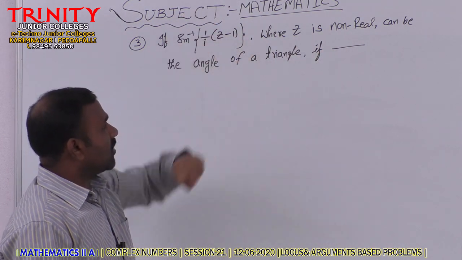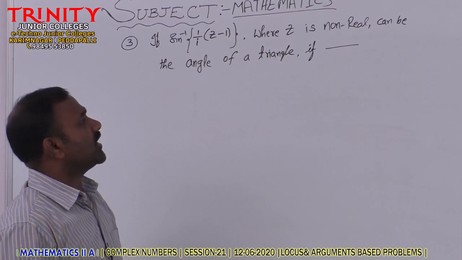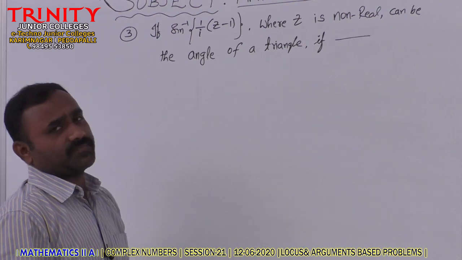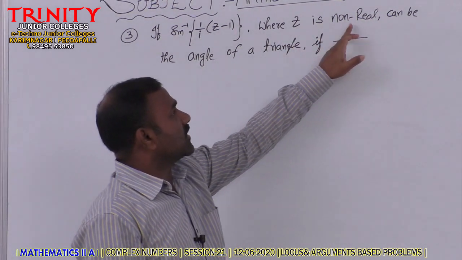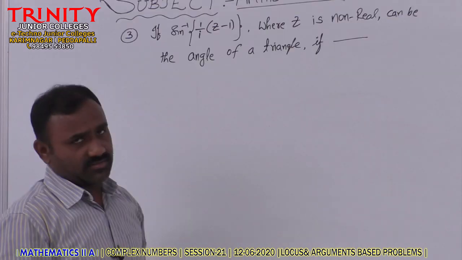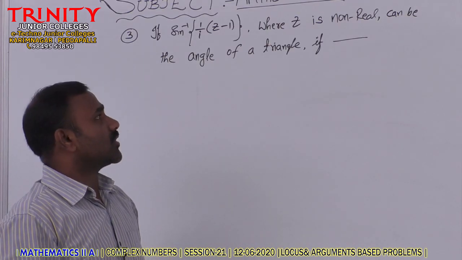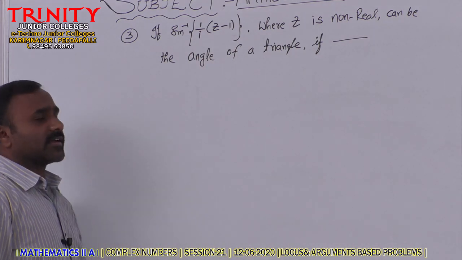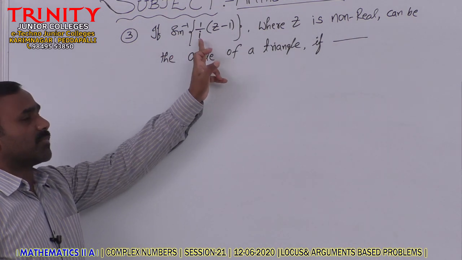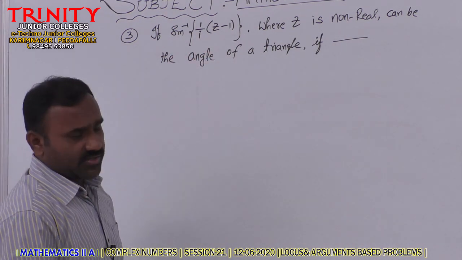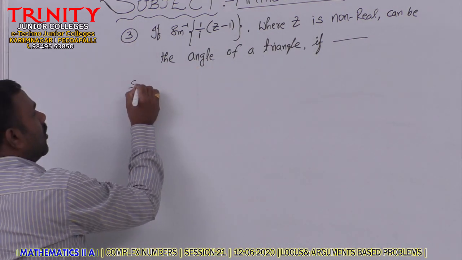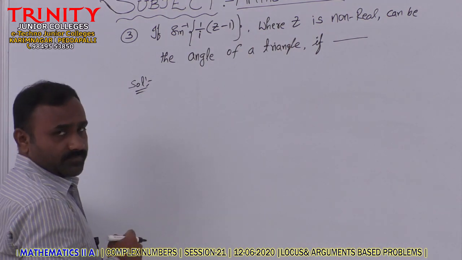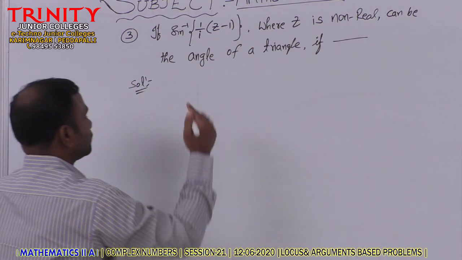This is the angle of a triangle when z is satisfying the conditions, where x is what, y is what. He was asking, if z is non-real, z is equal to x plus iy we take. What are the values of x and y? Then this becomes the angle of a triangle. This means sine inverse of (z minus 1) by i is the angle of a triangle. We have to calculate in z what the values of x and y are. They should be in which format?